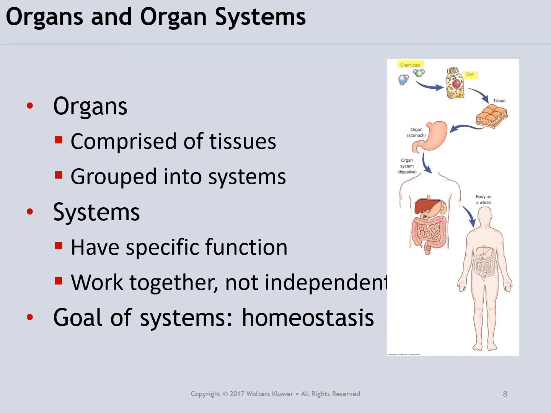So the chemicals make up the cells, make up the tissues, make up the organs. Organs group together to make the organ system, and the body as a whole is made up of organ systems. You'll notice that our sections are broken down by organ system primarily. Like I said, we will be starting with the integumentary system next, for instance. So we have organs, which are made of tissues and grouped into systems. Systems have a function and they work together.